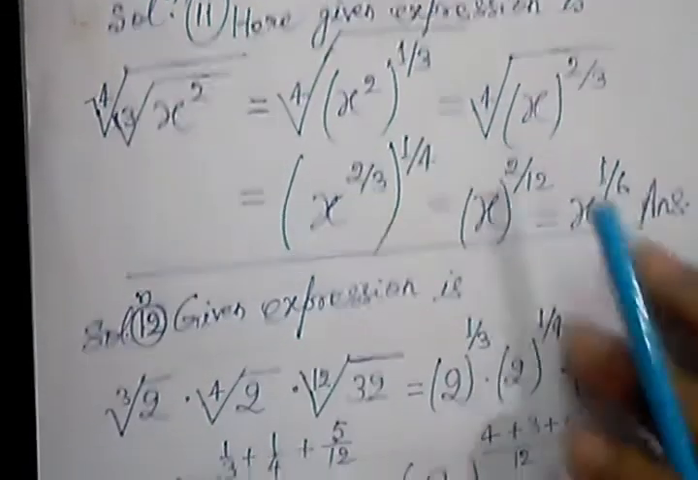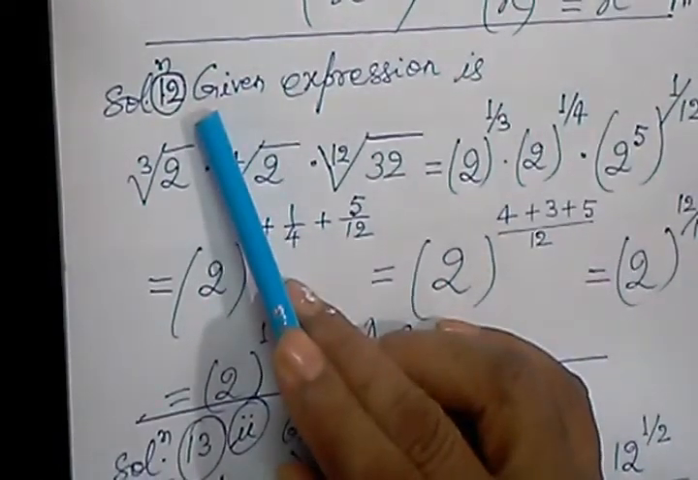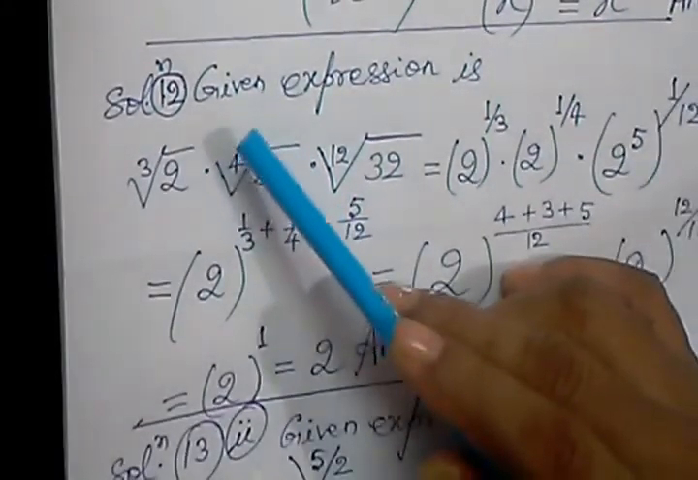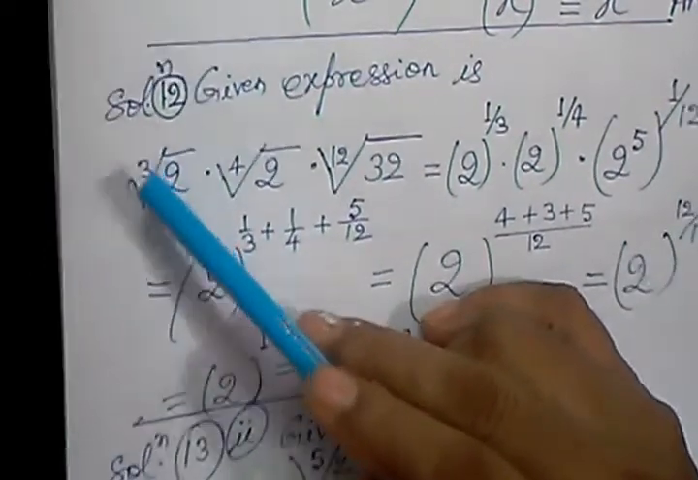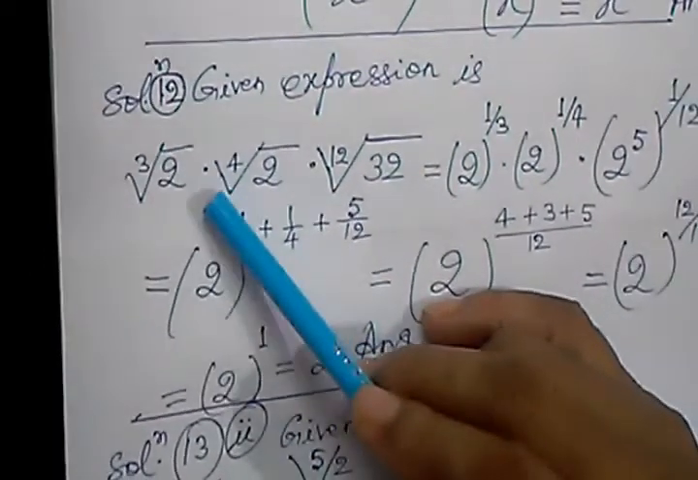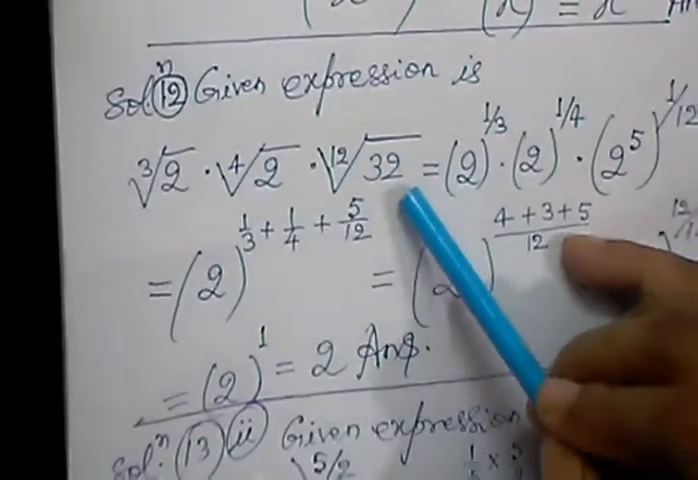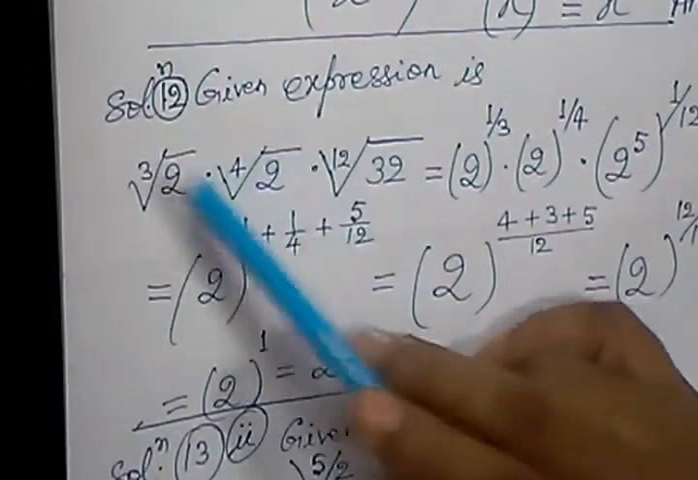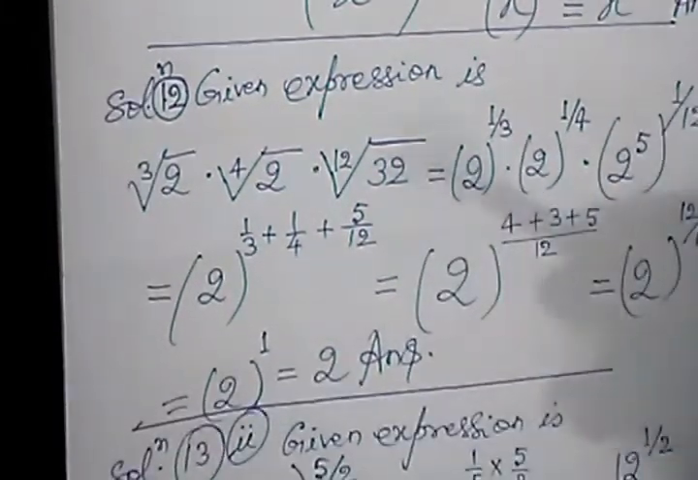Now coming to the next sum, solution 12. See the sum number 12. Here the given expression is the third root of 2 into the fourth root of 2 into the 12th root of 32. So first of all we will change these roots into the form of powers or exponents or indices. All are having the same meaning.